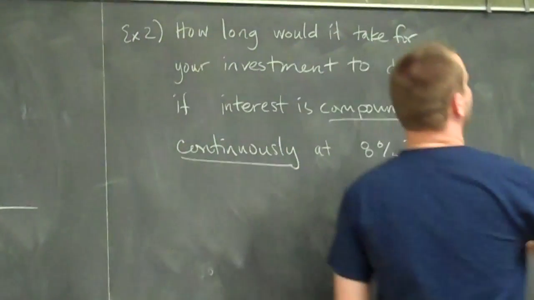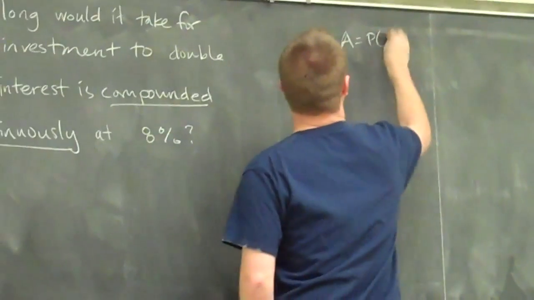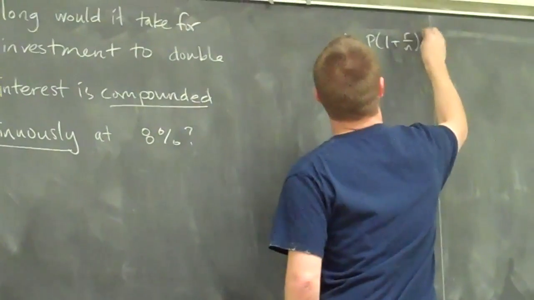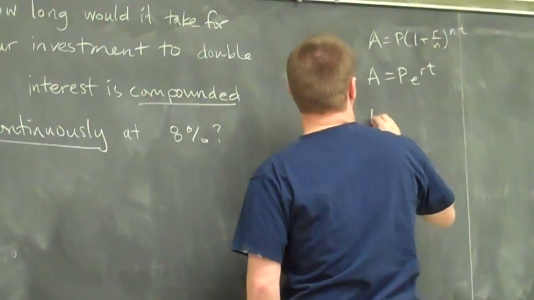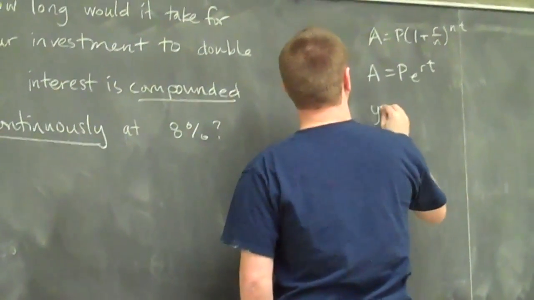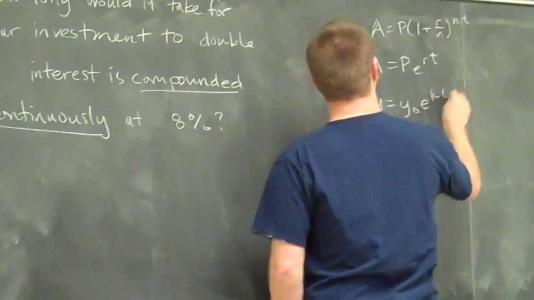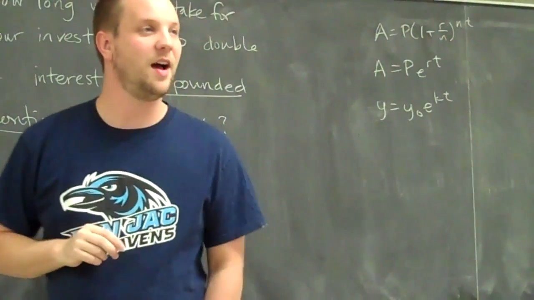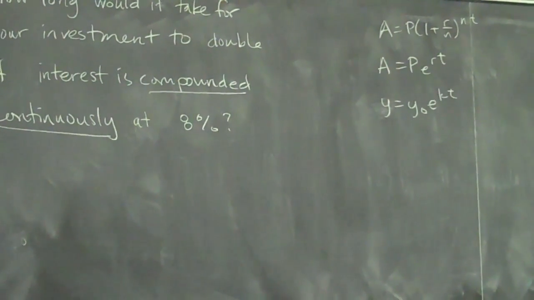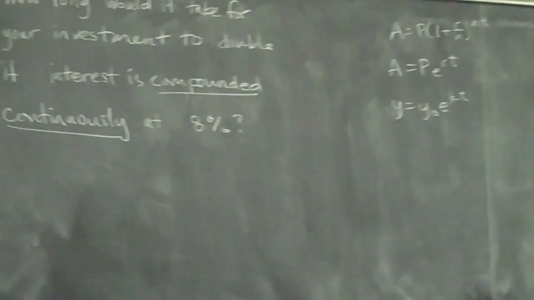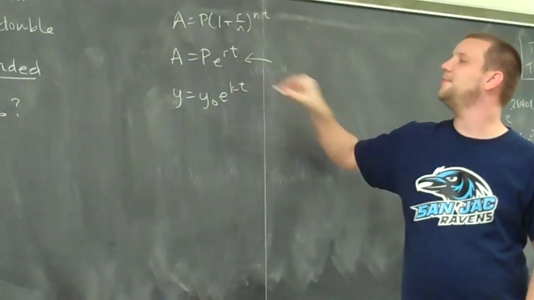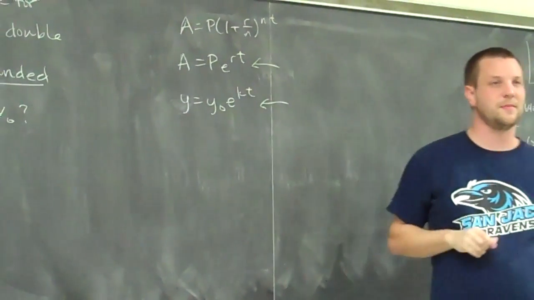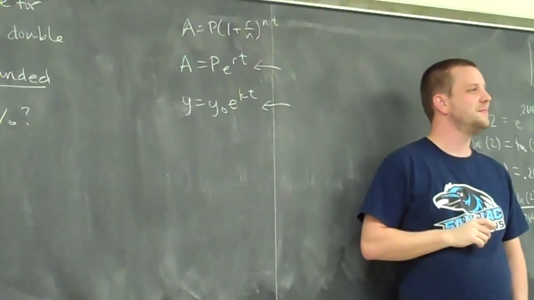Would you use this formula? Would you use this formula? Would you use this formula? The second one is continuous, right? The keyword was continuously compounded, right? Now here's the thing. I'll give you these formulas. And you're saying use that formula? Why not that one? Are we looking for both, right?